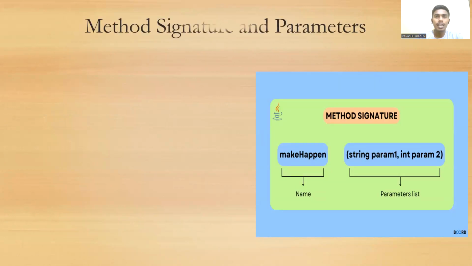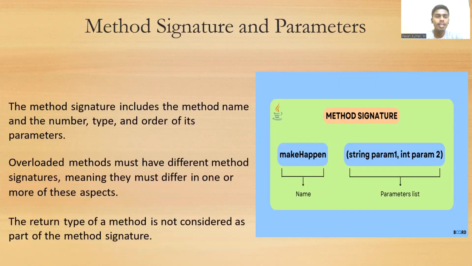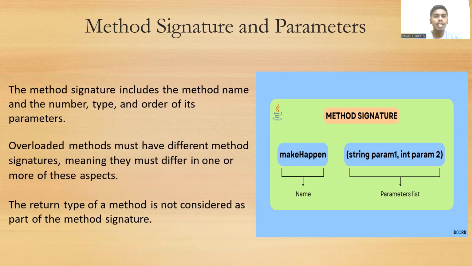And here comes the next slide where a method signature and the parameters are defined. A method signature includes the method name and the number, type, and the order of its parameters. Method overloading must have a different method signature, meaning they must differ in one or more of these aspects. The return type of a method is not considered as a part of a method signature.